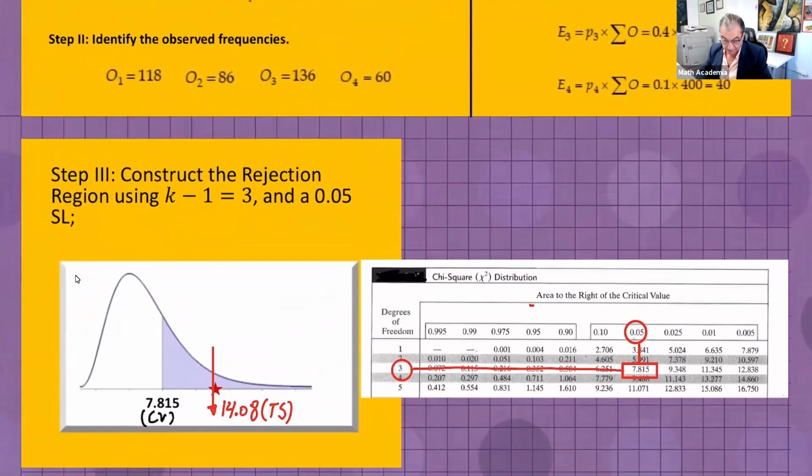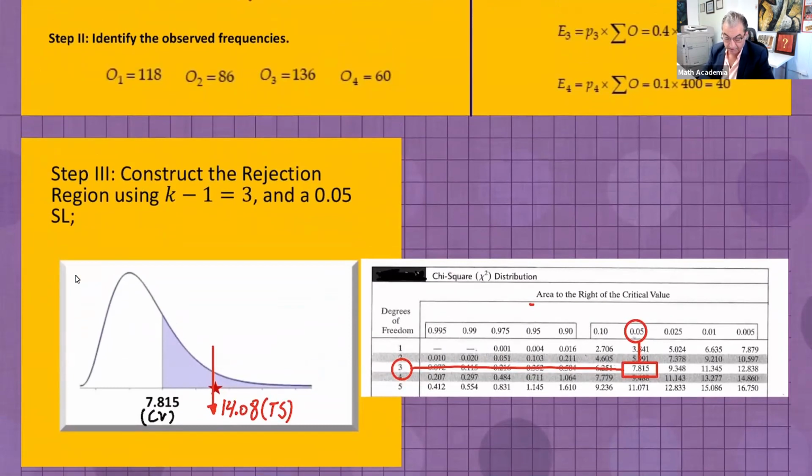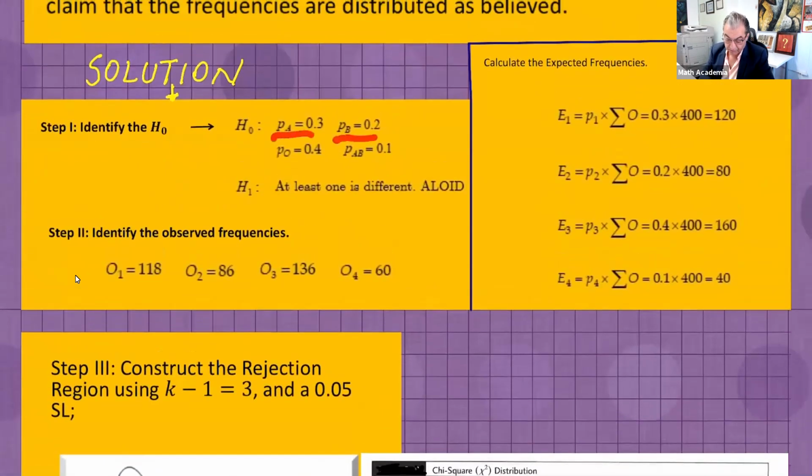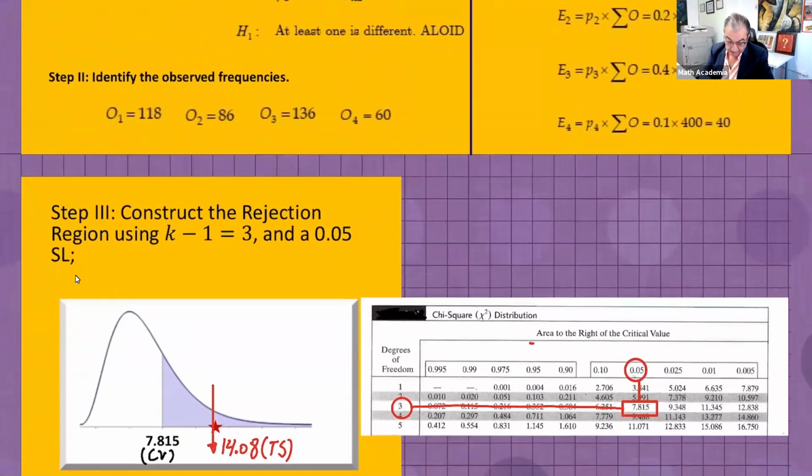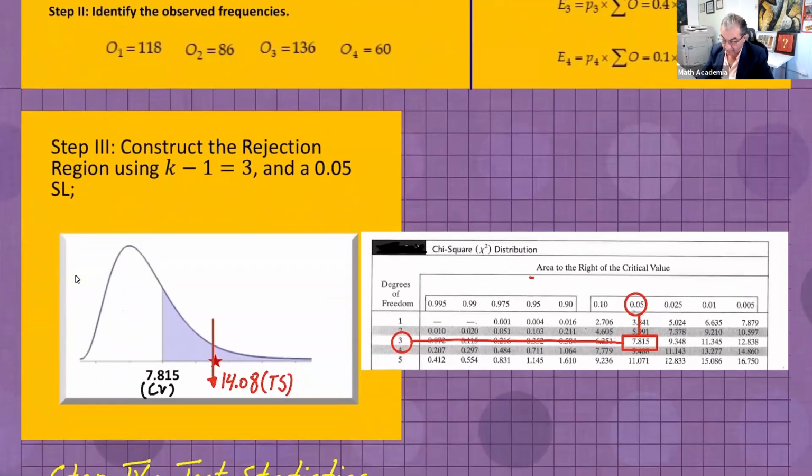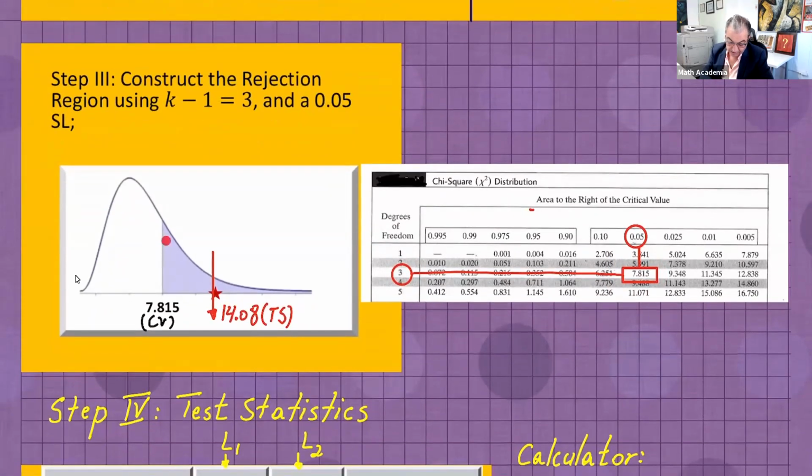Now the rejection region. We have 1, 2, 3, 4 categories. So we know the degrees of freedom is going to be 4 minus 1, which is 3, and alpha is 0.05. So if you go to the chi-square table, 0.05, degrees of freedom 3, you get that critical value, which is right here. And we know this is alpha.